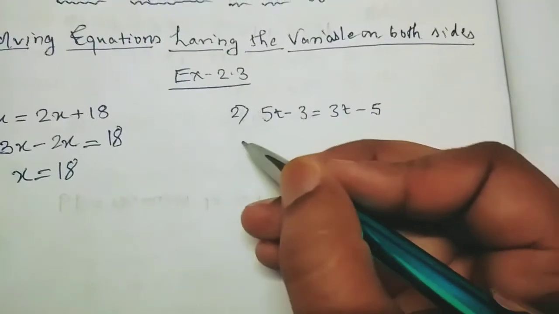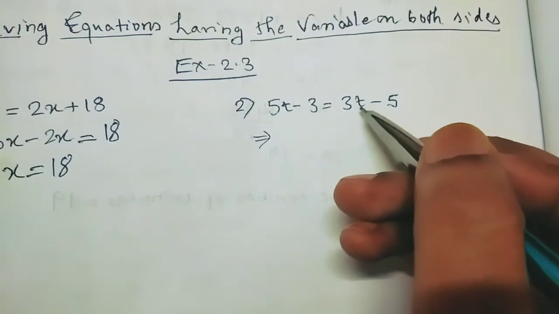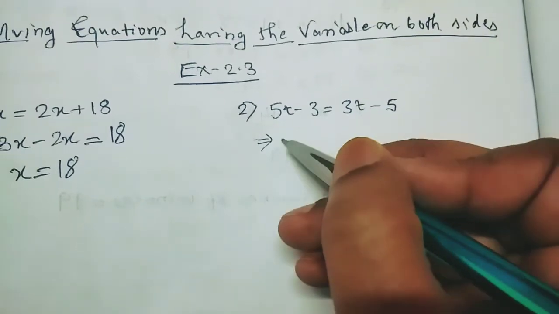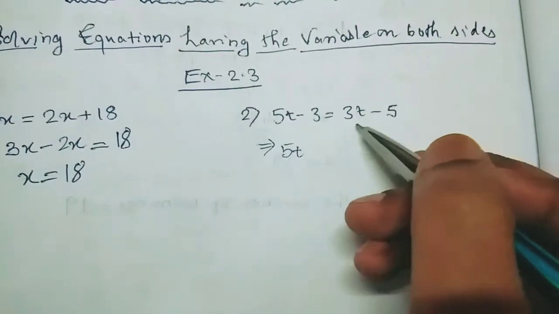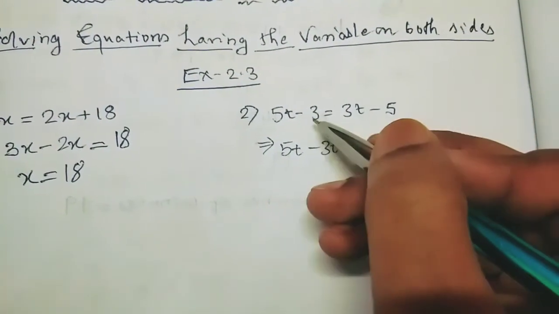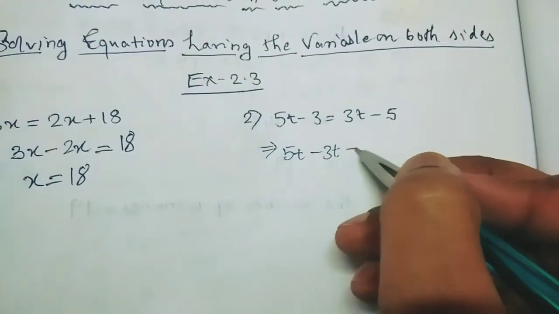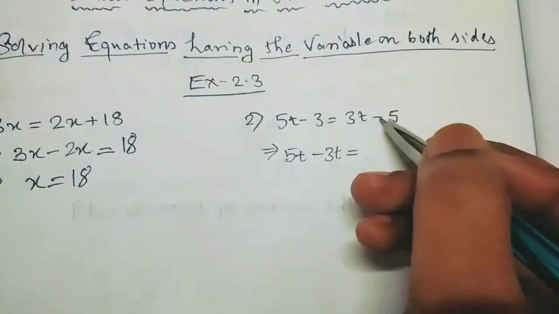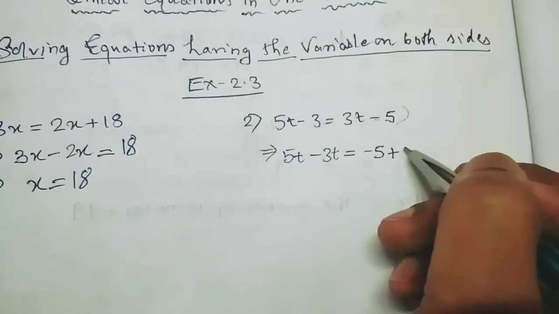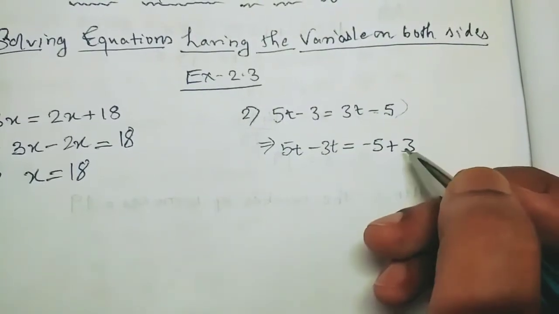Question 2 is 5t minus 3 equal to 3t minus 5. Here you can see t is the variable. So 3t you bring to this side: 5t, then minus 3t, because it is plus, now it will become minus. And now minus 3 you shift to the RHS part. Minus 3 will go that side and become plus 3. Now all the variables are together and all the numbers are together.